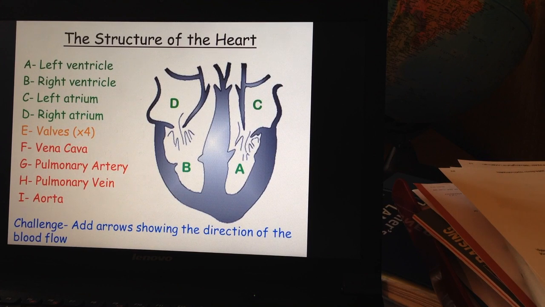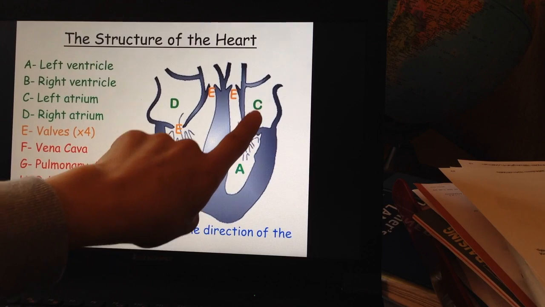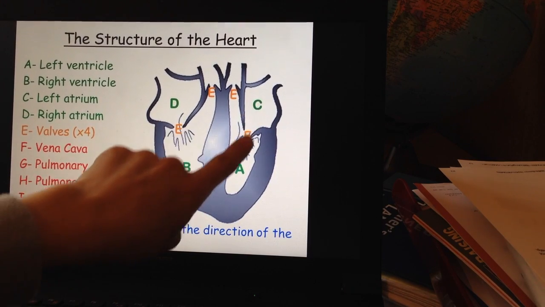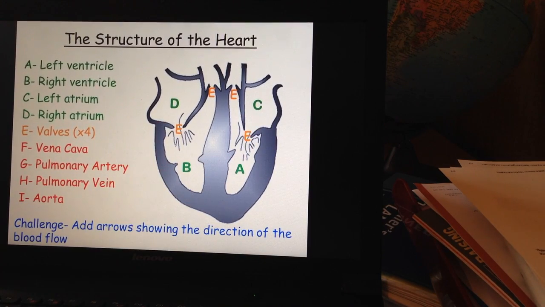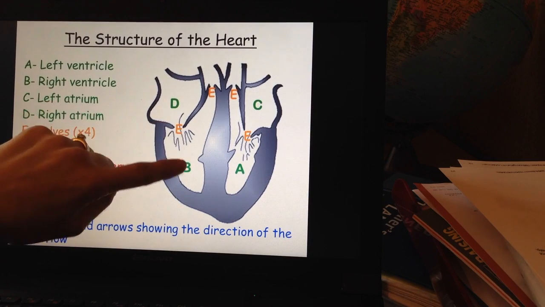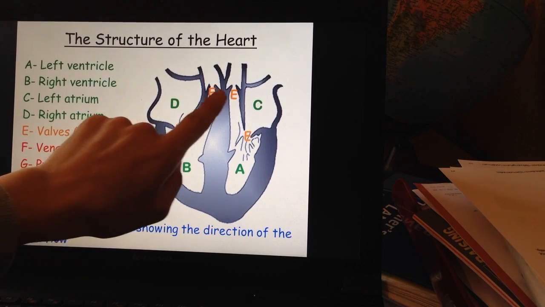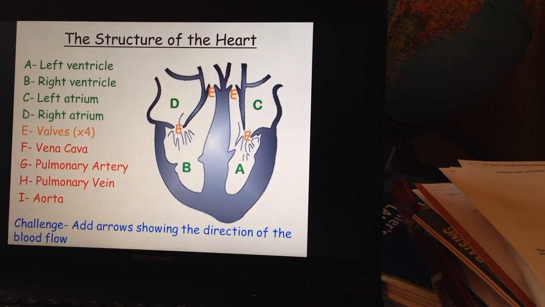Now for the valves, you've got 4 valves that you need to know. We've got one located between the top and the bottom chamber on the left side, and also between the top and bottom chamber on the right side, and then up here in the arteries where the blood would leave.